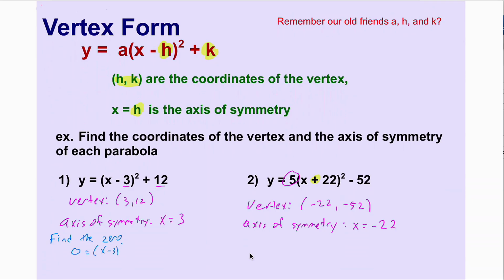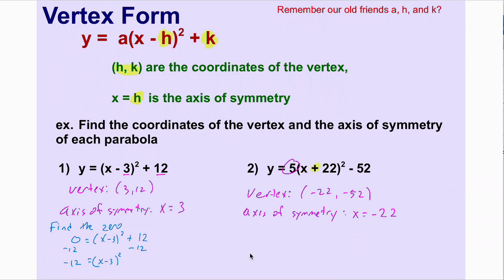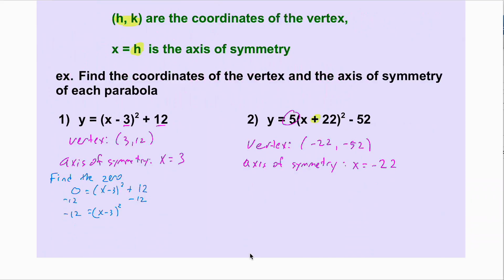So if we write that equation out as x minus 3 squared plus 12, in order to solve that, we will get the x by itself. This will look a lot like what we do when we complete the square. Subtract 12 from both sides. And then take the square root of both sides in order to get the x minus 3 out of those parentheses, out of that square.